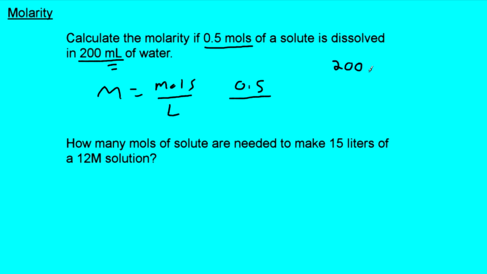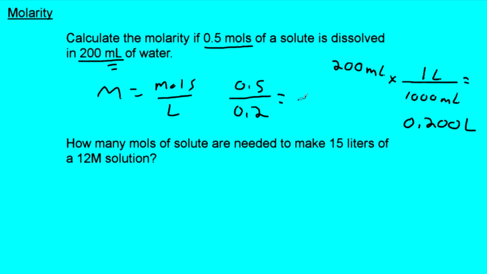Let me just show you using dimensional analysis. If we have 200 milliliters, we know that there's 1,000 milliliters in 1 liter. This comes out to 0.2 liters. All right, so make sure if it's a molarity problem, if this says milliliters, you have to convert it. So we're going to put 0.2 down here, do this math, and this also comes out to 2.5 big M.